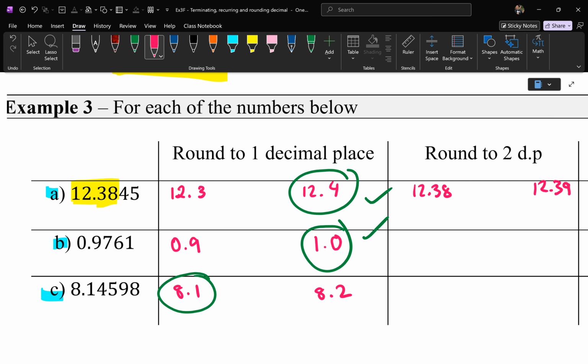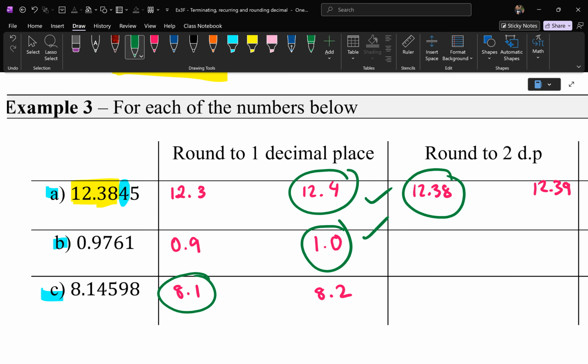Now you're asking yourself, 12.384, is it closer to 12.38 or to 12.39? And the best way to know is look at the next digit. That's a 4. Now if it's 4, it's less than 5, so it's closer to 12.38. Very good. Got that sense?